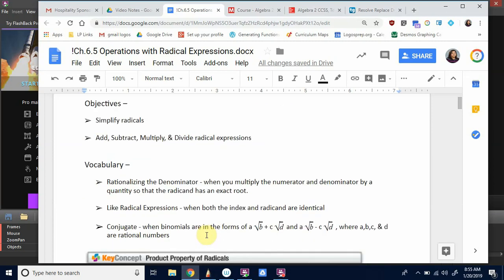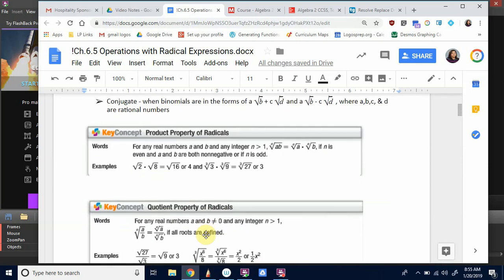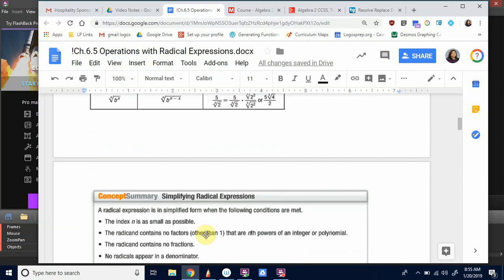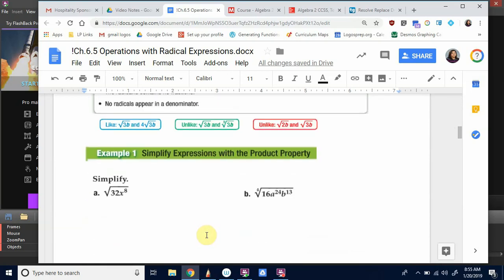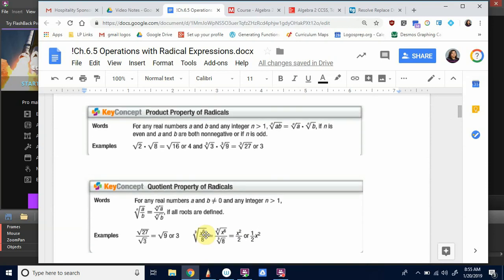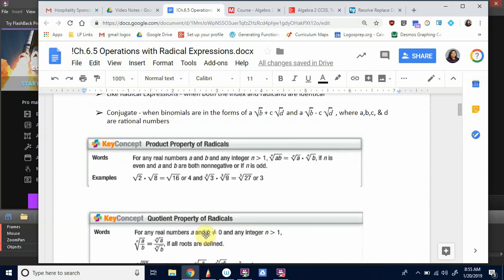But before we do that, you'll notice I've put your vocabulary and all the key concept boxes together before the examples start. That way you have them all together, you can make notes a lot more easily, and it's easier to go back and review your notes. So the first key concept box we're going to look at is the product rule of radicals.